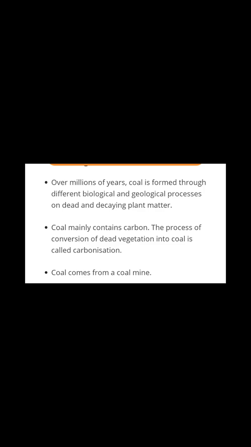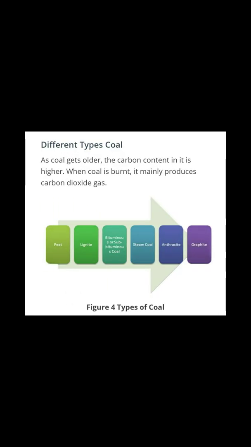Coal comes from coal mines. There are different types of coal. As coal gets older, the carbon content in it is higher. When coal is burned, it produces mainly carbon dioxide gas. These are the types of coal.